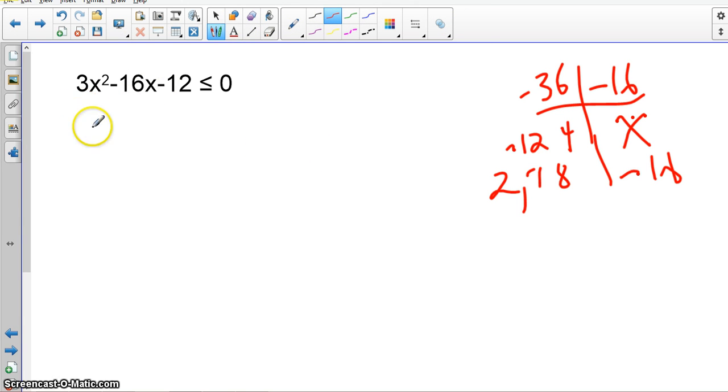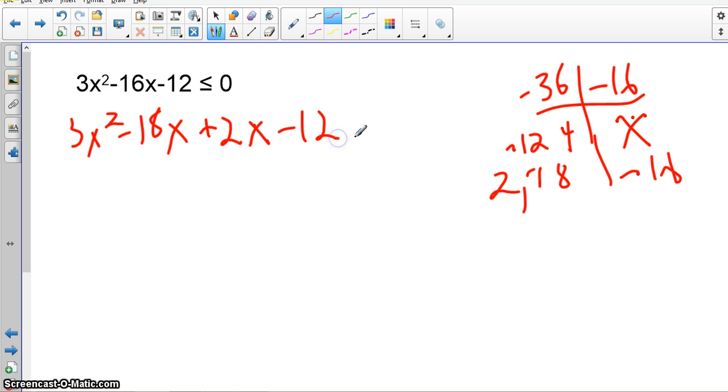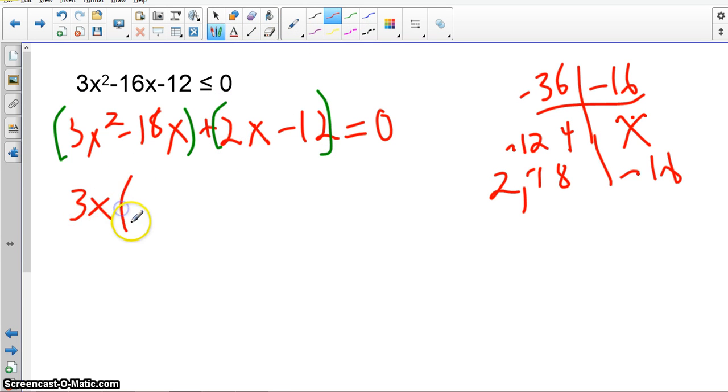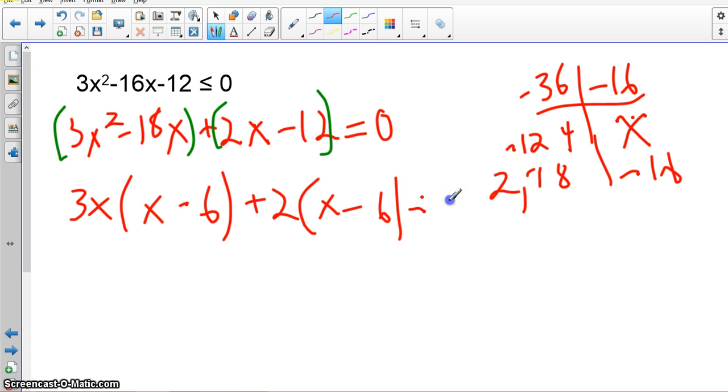All right. So what that means is, if you're going to do this with the AC method, you've got 3x squared minus 18x plus 2x minus 12. And remember, we're pretending it's an equation. I'll just write equals 0. I know it's less than or equal to. We're pretending it's an equation temporarily. Okay, and so then we group these, and we think, all right, this is 3x with an x minus 6 and a 2 with an x minus 6 equals 0. So fully factored, we have a 3x plus 2 factor, and we have an x minus 6 factor.